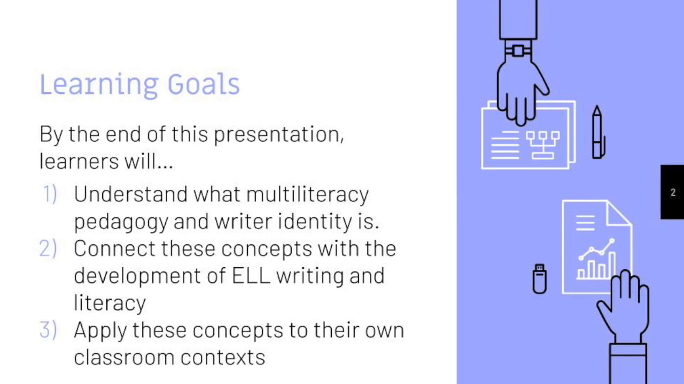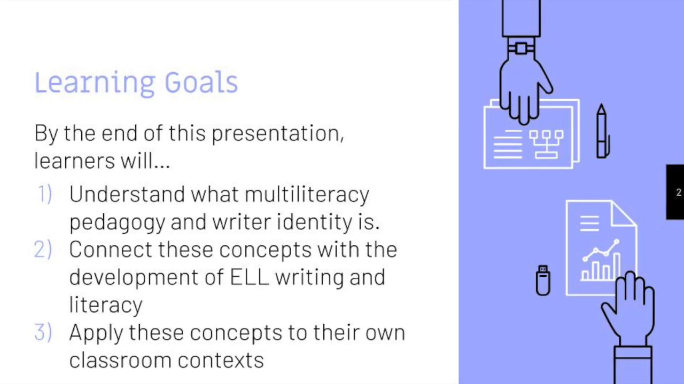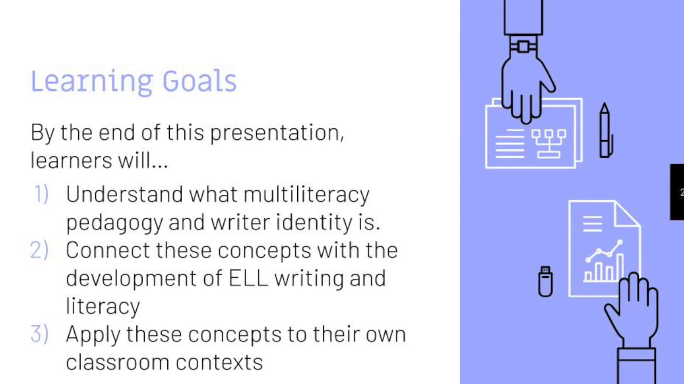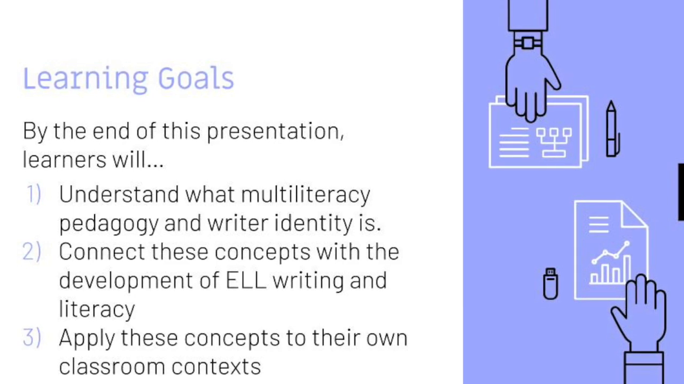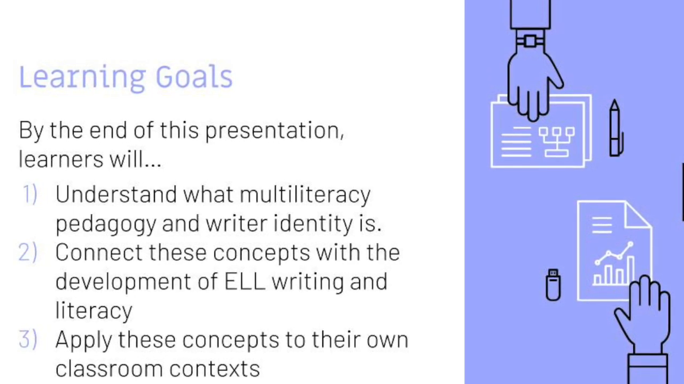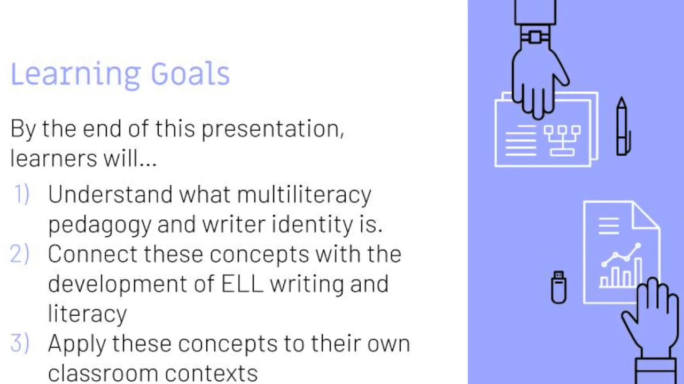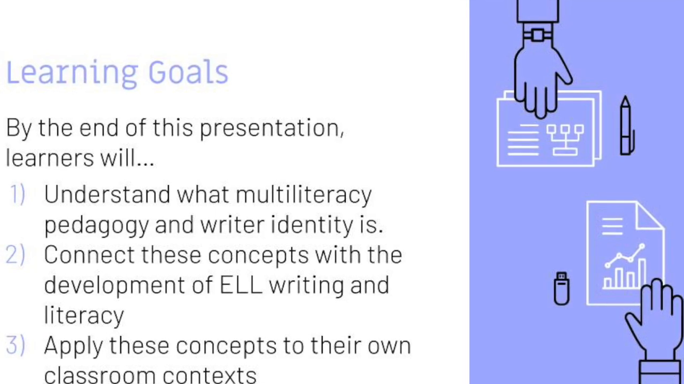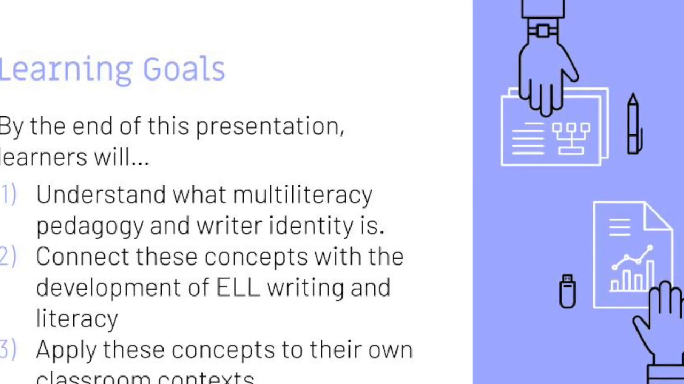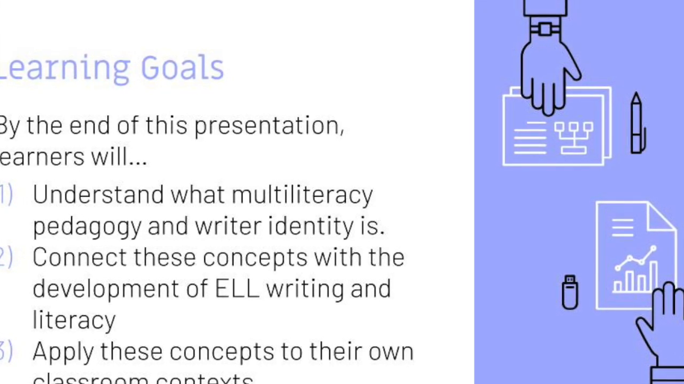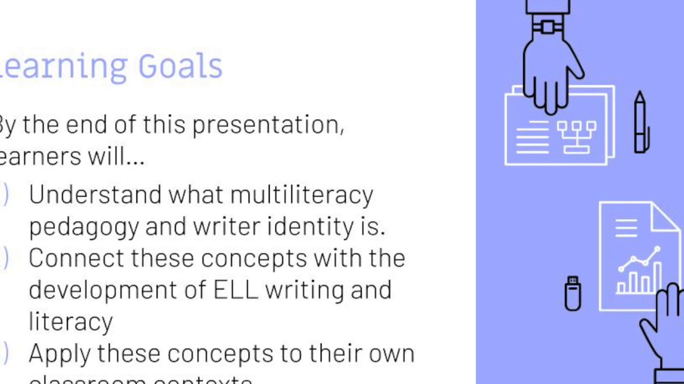So by the end of this presentation, I hope you will all understand what multiliteracy is and what writer identity is. I hope you can connect these concepts with the development of English language learner writing and literacy. And then ultimately, I hope you can apply these concepts in your own classroom contexts, whether you're in the primary panel or secondary panel. I think this article that I chose, it talks quite a bit about 6th grade students, but I think it's going to kind of hit younger and lower, so it's a pretty flexible piece. So I hope that's helpful to everybody checking this presentation out.